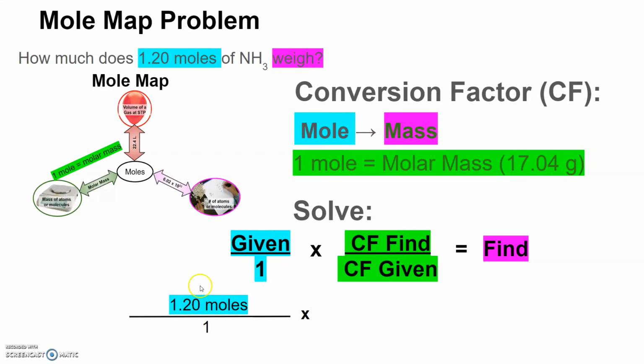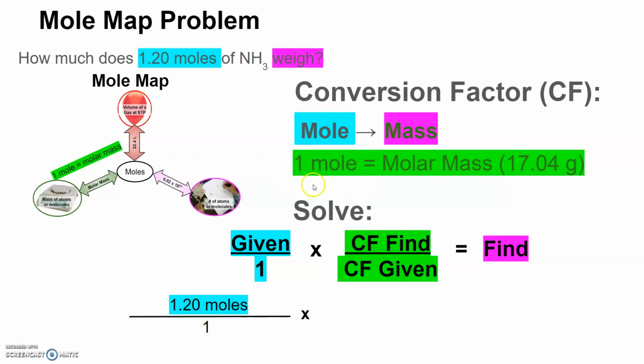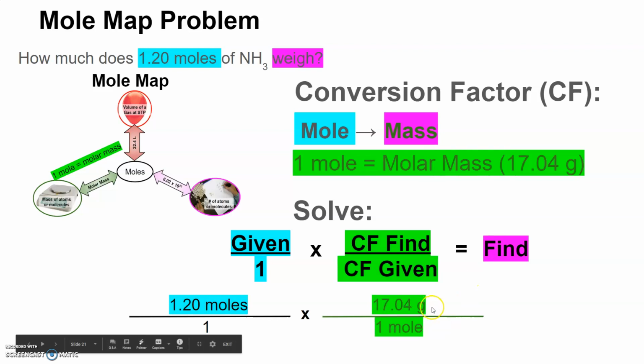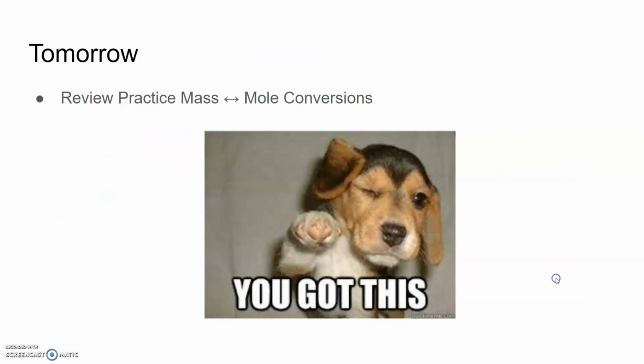Now in this case, my given units are in moles. So in my conversion factor, that 1 mole I want to be in the denominator, and the 17.04 grams I want to be in the numerator, so that they can cancel out. So it will look like this: 17.04 grams, which is the unit I'm trying to find, goes on top, and then the moles go on the bottom so that they can cancel out. Now that they've canceled out, when I multiply the values, I will get my find of 20.4 grams. So that means that 1.20 moles of NH3 will weigh 20.4 grams.